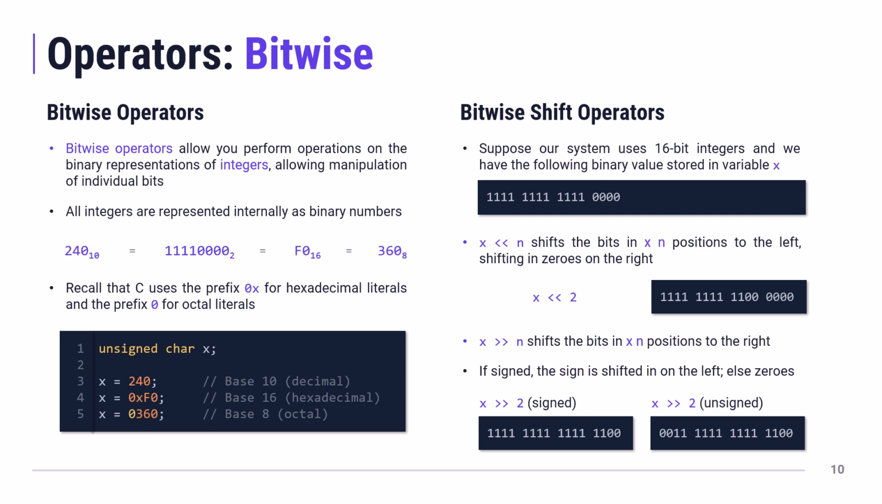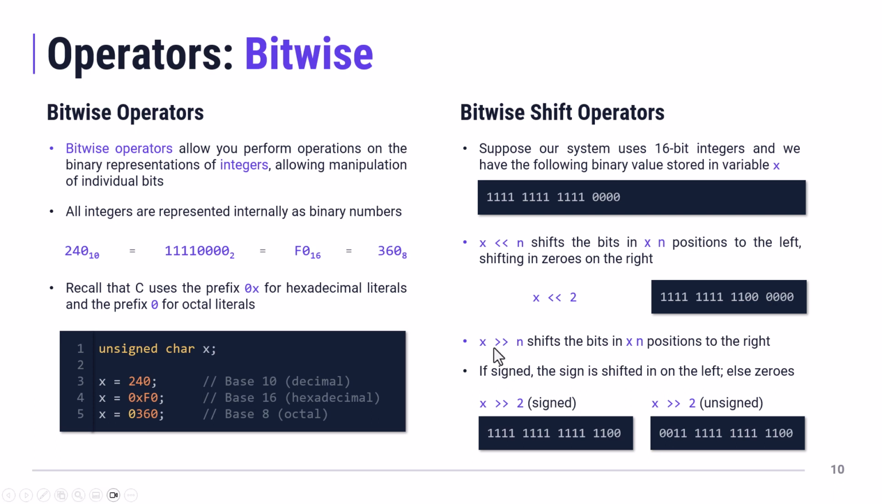So the bitwise shift operators. Let's suppose for the sake of argument, so that we don't have to work with 32 bits here, that our system uses 16-bit integers. And we've got this variable x, it has this value stored in it. If we use the left shift operator, it will shift the bits in that variable n positions to the left, and it will shift in zeros on the right. So if I've got x shifted to the left by 2, it's going to shift in 2 zeros on the right, and it will move all of the bits 2 positions to the left. And then the leftmost 2 bits will be discarded.